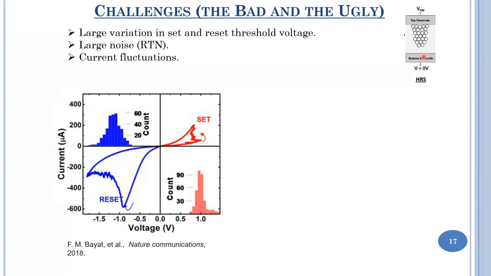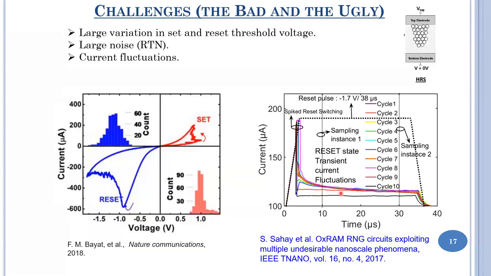This conduction filament may change in terms of its width. It may change in terms of its length. And also it may change in terms of its number. Here we have only shown one conduction filament, but there can be several conduction filaments across this device. And after each application of voltage, you won't be able to predict what kind of conduction filament pattern is going to form inside the device. And that leads to a different current, or current fluctuation, in each cycle that you expose your device to.